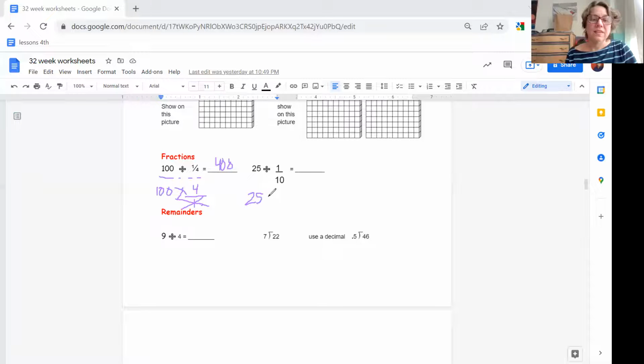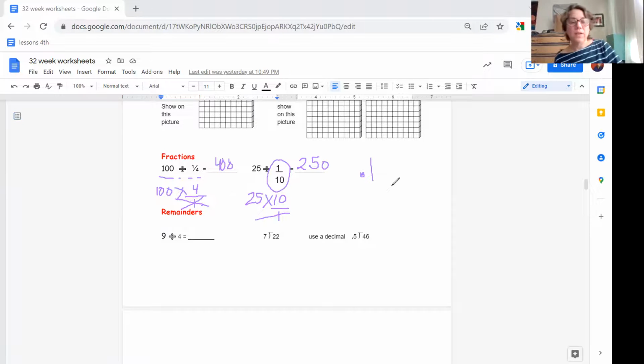Same thing here. 25 times 10 over 1, which is 10. 10 over 1 is still 10. So 25 times 10 is 250. Now remember, 1/10 is also 0.1, 1/10, 1/10. So 25 divided by 1/10 would still be 250. So many. All right.